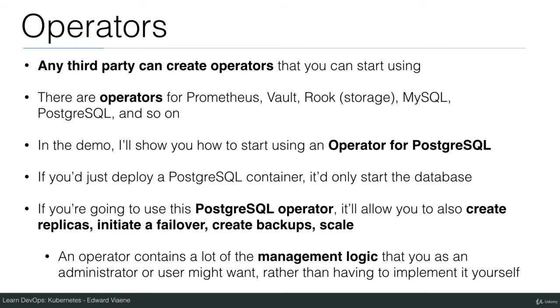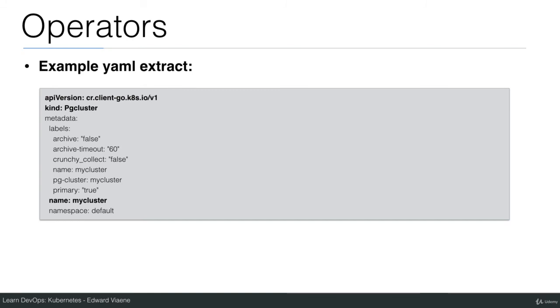An operator contains a lot of the management logic that you as an administrator or user might want, rather than having to implement it yourself. So if you were just to deploy a Postgres container, you would have to implement replicas, failover, and backups and how to scale it. Here, this is already written for you in an operator, and you only have to use the tools around this operator to then be able to use these functionalities. We will use tools that come with this PostgreSQL operator.